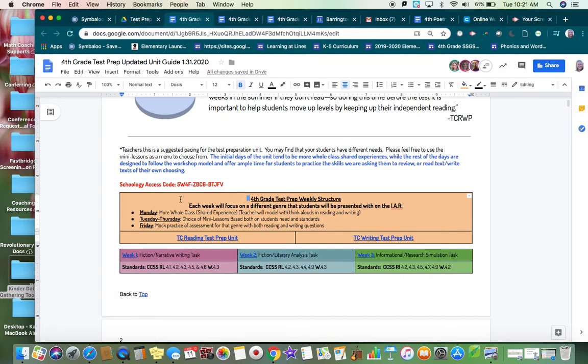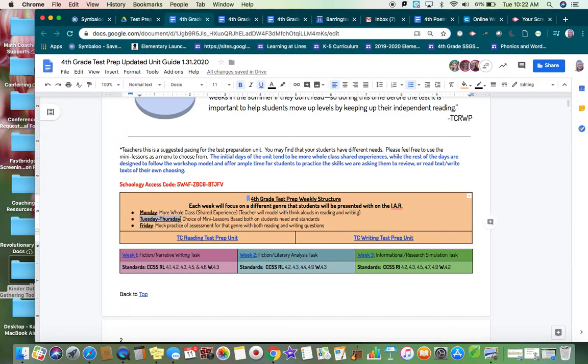So when we look at each of the 3 genre weeks, each day is a little bit different than what we're normally used to. Mondays are going to be more or less known as teacher experience or shared experiences, where we're going to have more whole group at the carpet, and this is where a passage will be read aloud and the teacher will be modeling annotating that passage with the different standards in mind, similar to what students will do on the IAR. And in writing, they'll also be doing that shared writing experience about how a prompt can be answered using text evidence and looking back in the passage.